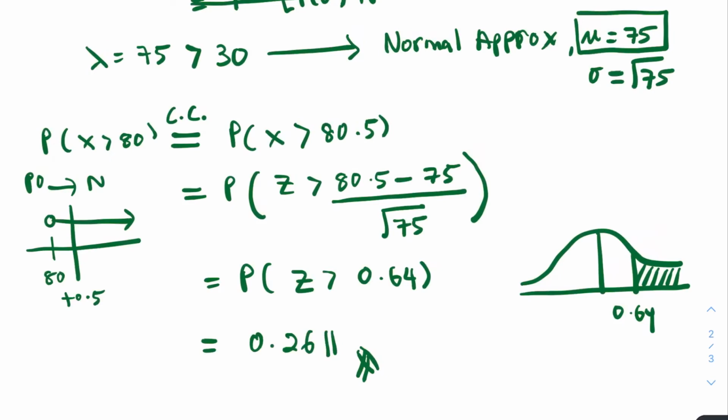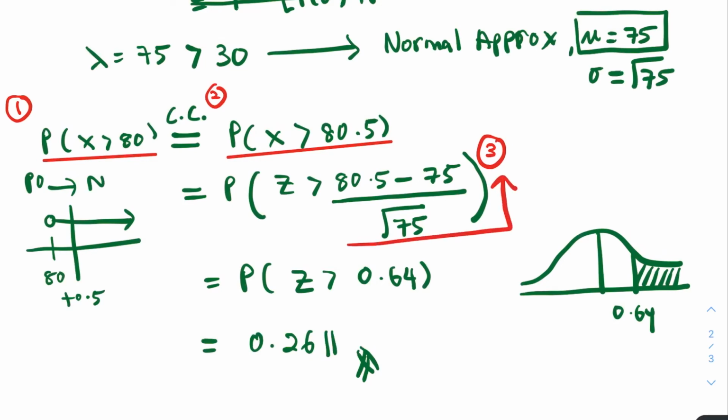Again, the steps are: first, write your probability notation. Second, do your continuity correction. Third, standardize. Then find your Z value. Then the shaded region, the area, will give you the probability, which is your final answer. Okay.